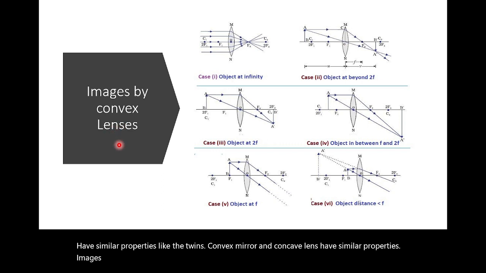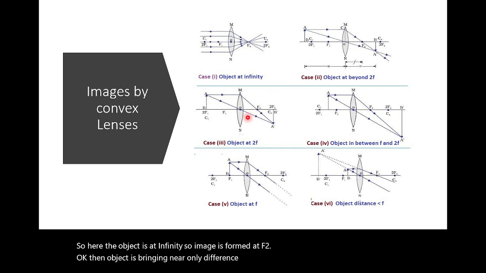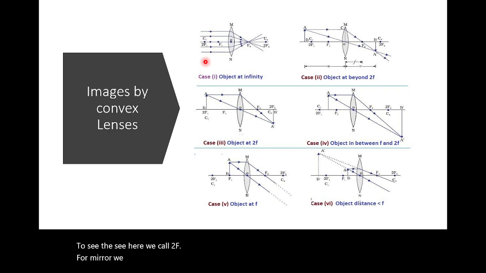Images by a convex lens: you can see all six cases, similar to the mirror, as I said before, because they are similar. So see here, the object is at infinity, so the image is formed at f2. Then the object is brought nearer. The only difference between the lens and the mirror is that the lens has 2f. The c here we call 2f. For a mirror we call it c, center of curvature.